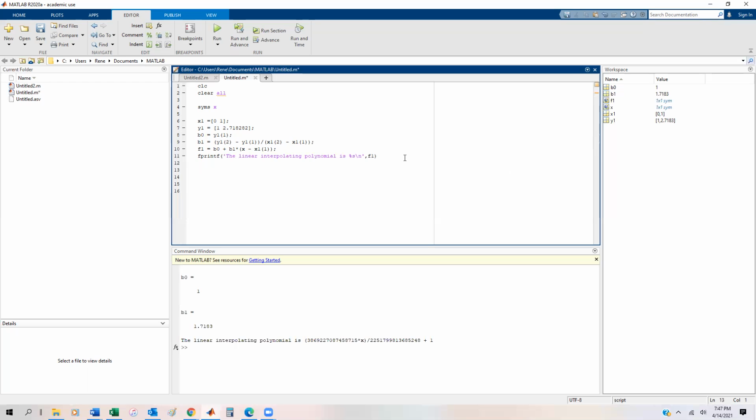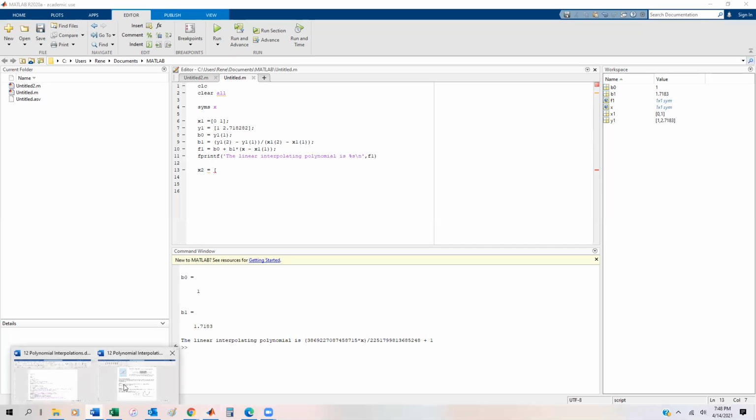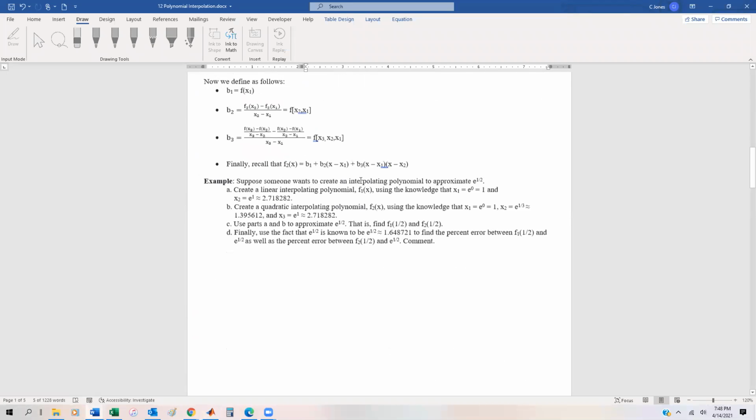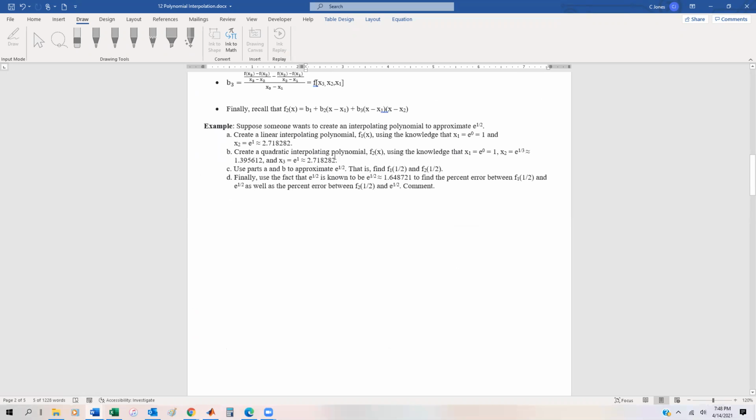I'm going to do the exact same thing for quadratic. So now I'm going to call this x2. And remember, this time what we're doing is we're just throwing in another variable, or another coordinate. So we need 3 coordinates to be able to get a second order polynomial. And so we have x1 is e at 0, so x1 is 0. x2 is going to be 1/3. And then finally, we can say x3 is going to be 1, and that's going to give us our y coordinate y3.